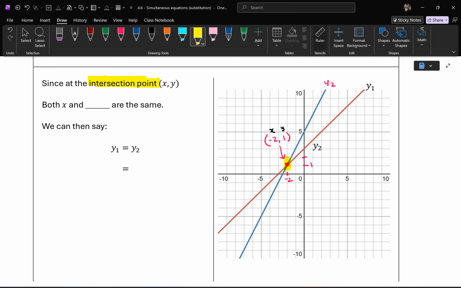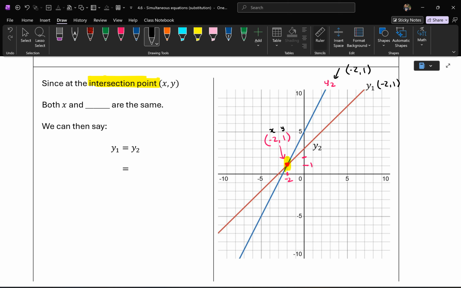So what we can say is that at the point of intersection, both the x's for the blue line and the red line must be the same, and both the y values for the red and blue line must be the same. What I'm essentially saying is that the blue line must have -2, 1 somewhere, and the red line must also have -2, 1 somewhere. The problem is that we didn't know it was -2, 1 unless I had a graph.